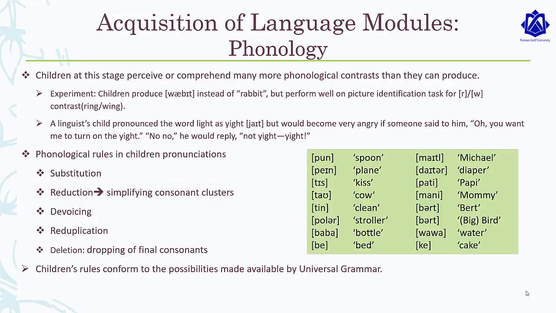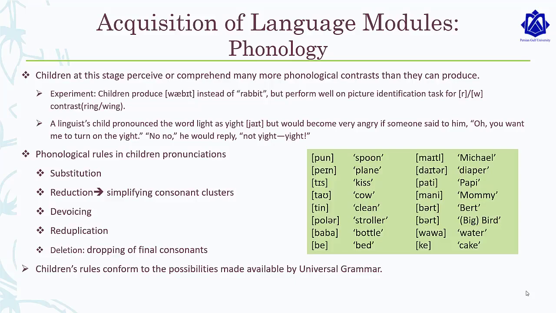We have already talked about how children perceive or comprehend many morphological contrasts that they cannot produce. That is, what they perceive and comprehend is more than what they can produce. Their production lags behind their comprehension. Do we have any evidence? Yes, from experiments.